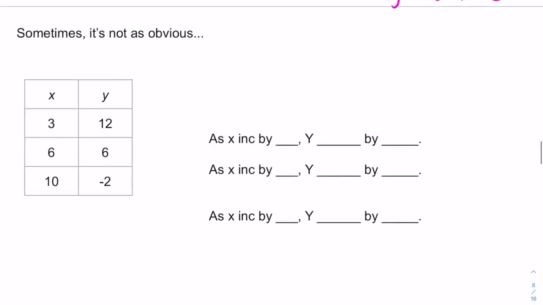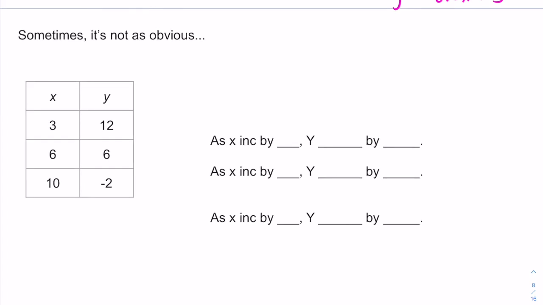So for this example, if I look at my x's, from 3 to 6, that is an increase of 3. So we would start our sentence off with, as x increases by 3. And then y went from 12 to 6. That went down 6, so we would put a negative 6. We would finish our sentence with, y decreases by 6.